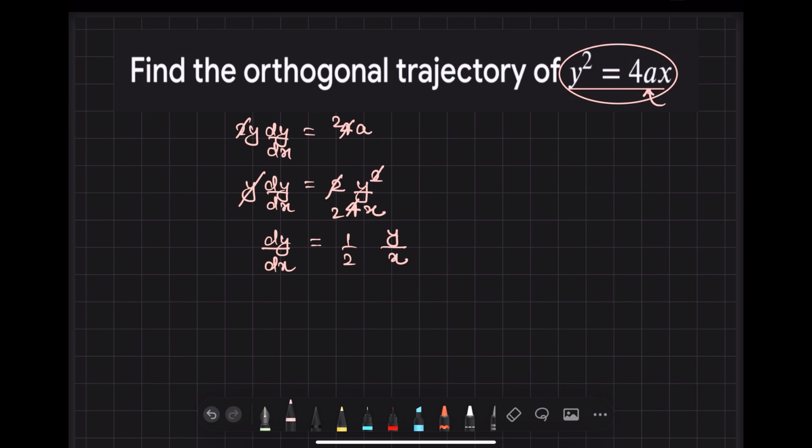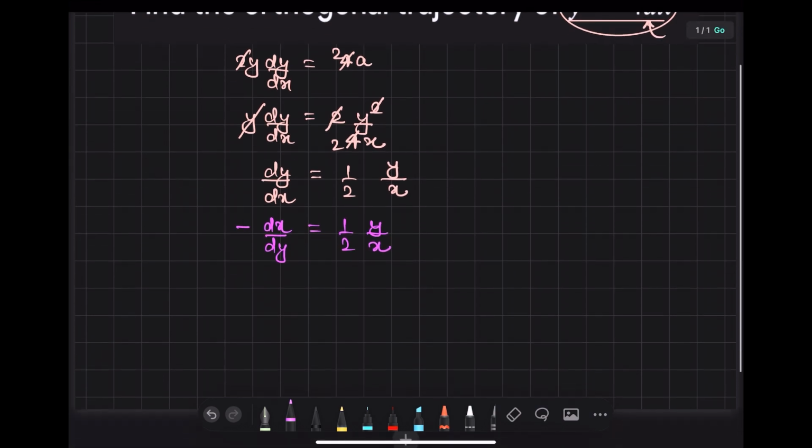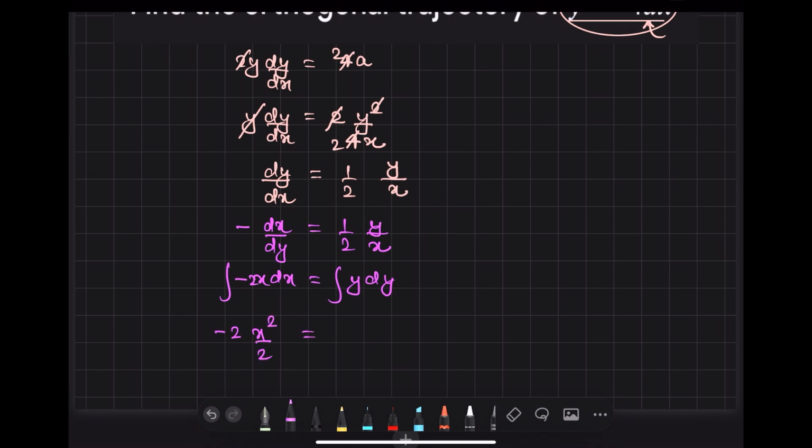Now what we have to do, you have to replace dy by dx with minus of dx by dy. Then we have 1 by 2 y x. Now do the segregation, so minus of x dx into 2, and then we have y dy. Now do the integration, so we have minus 2 outside, integration of x will become x square by 2, then integration of y will become y square by 2 plus integration constant c.